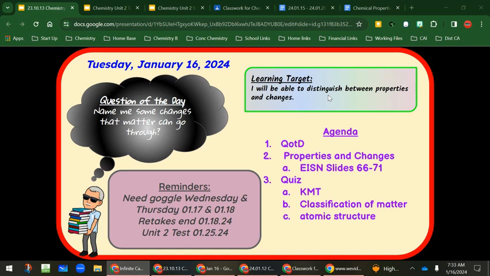All right, name me some changes that matter can go through. What's a change that matter can go through? Crystallization. Crystallization, meaning a solid can form from a liquid. What else? Sublimation, meaning that a solid could go directly to a gas. What else? Melting, meaning a solid can become a liquid. Good. What else?